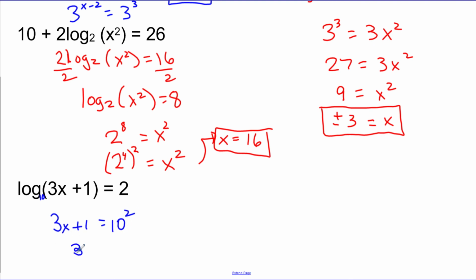And then I can go through and solve. 3x has to be equal to 10 squared minus 1. 10 squared is 100, and 100 minus 1 is 99. And I can divide both sides by 3 and find out that x has got to be equal to 33, right? So again, just a strange little twist to a log problem. If they don't write a base, we assume the base is 10.